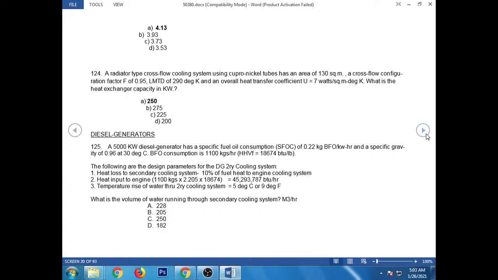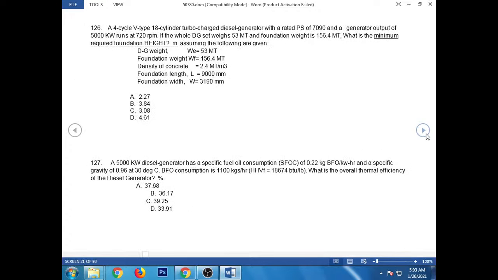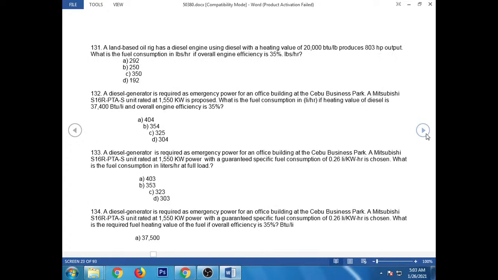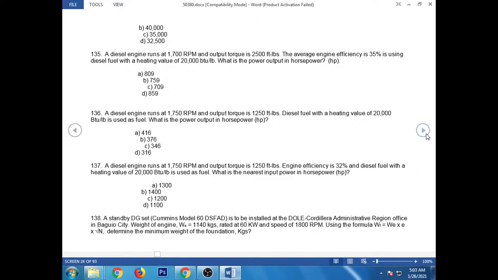Temperature rise of water through two-ray cooling system is 5 degrees Celsius or 9 degrees Fahrenheit. What is the volume of water running through secondary cooling system? No answer key. Answer key.